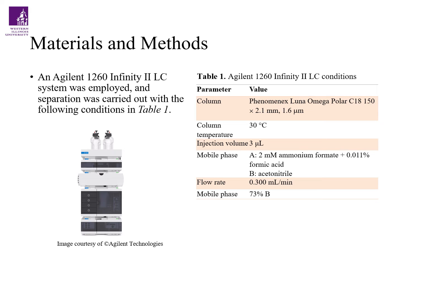An Agilent 1260 Infinity 2 LC system was employed with the set parameters shown in Table 1. Chromatographic separation was carried out using a Phenomenex C18 column. Additionally, isocratic elution was utilized with mobile phases being 2 millimolar ammonium formate spiked with 0.011% formic acid and 73% acetonitrile. The importance of the formic acid was to ensure that our acidic cannabinoids would not co-elute with our neutral cannabinoids in order to meet method validation requirements.